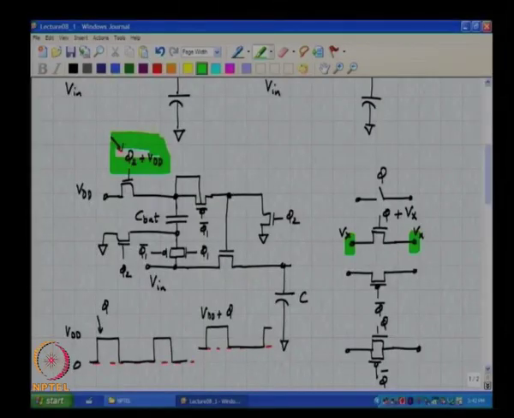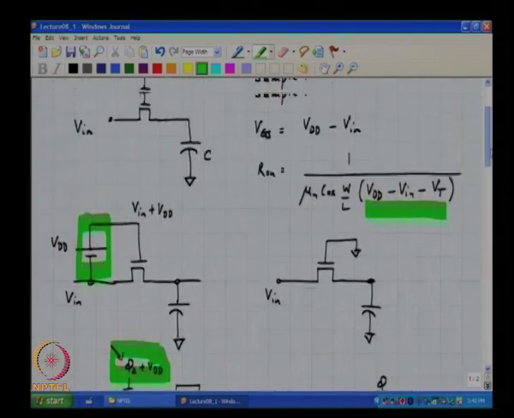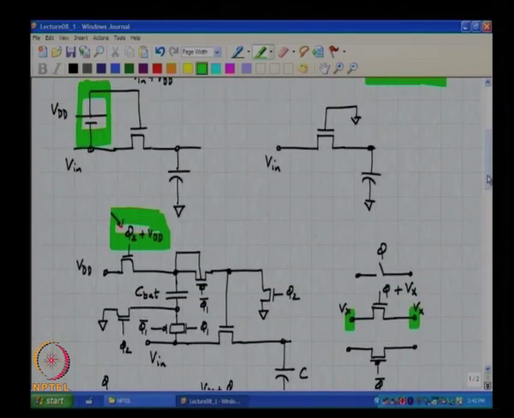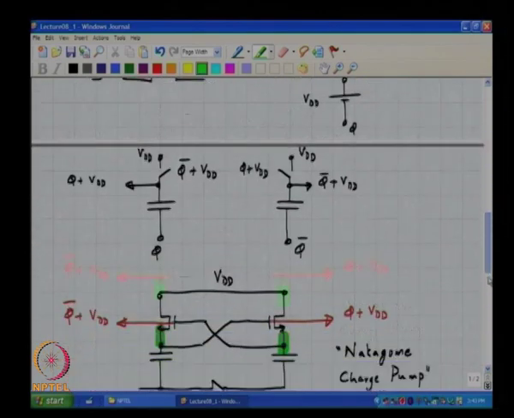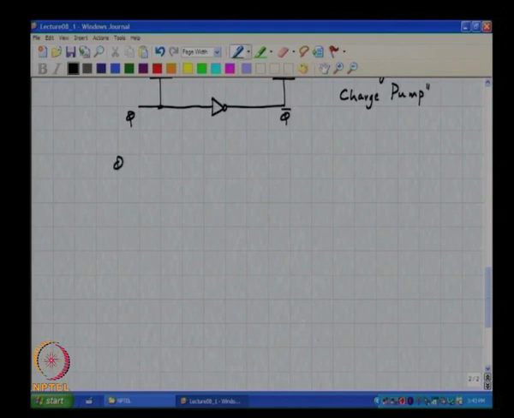Okay. Now the last thing that needs to be done to make this work is what? What do we know about phi 1 and phi 2? You want to make sure that when these switches are on, these switches are off, and vice versa. So, it is extremely important for phi 1 and phi 2 both not to be active at the same time, right. So, in other words, phi 1 and phi 2 must not overlap.